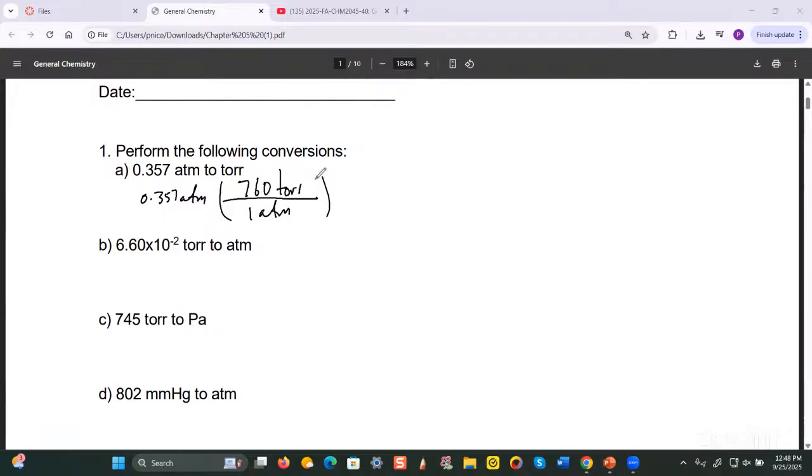So let's see what that gives. 0.357 times 760, and according to my calculation, this works out to be equal to 271 torr. Okay, very good. What about the next one? 6.60 times 10 to the minus 2 torr. Okay, so in this case, what would we multiply by? What would go up top here and what would go below here?